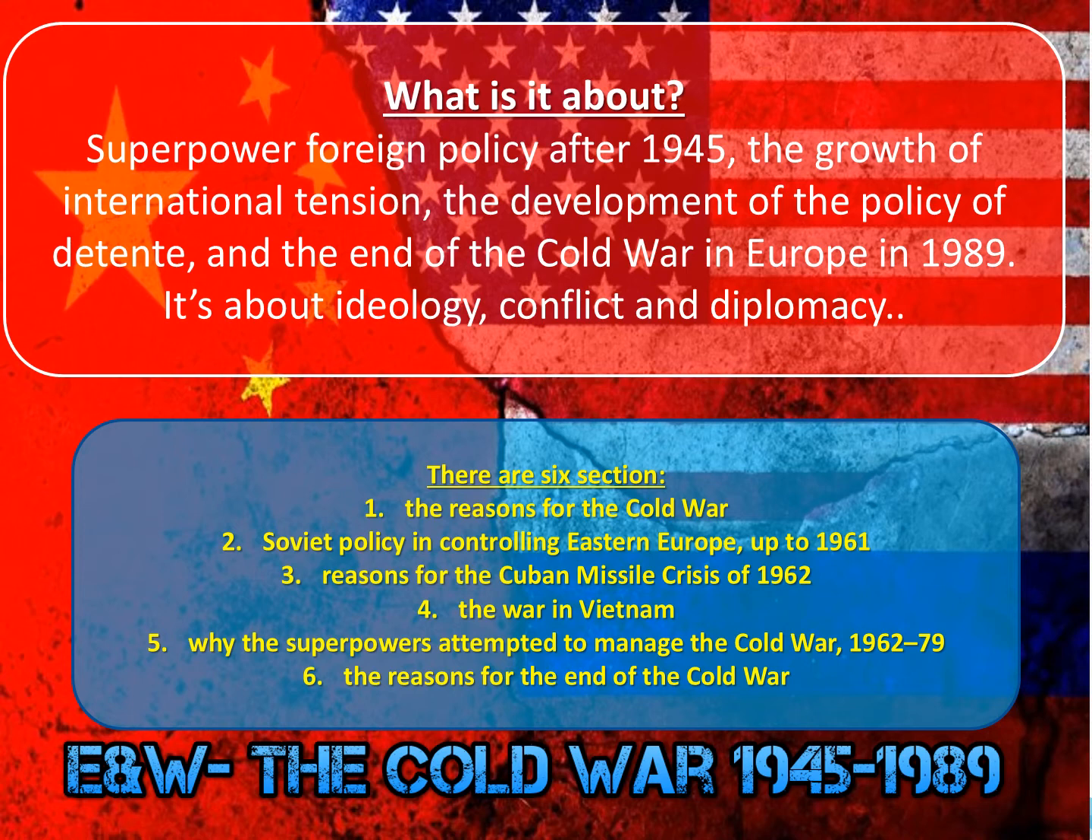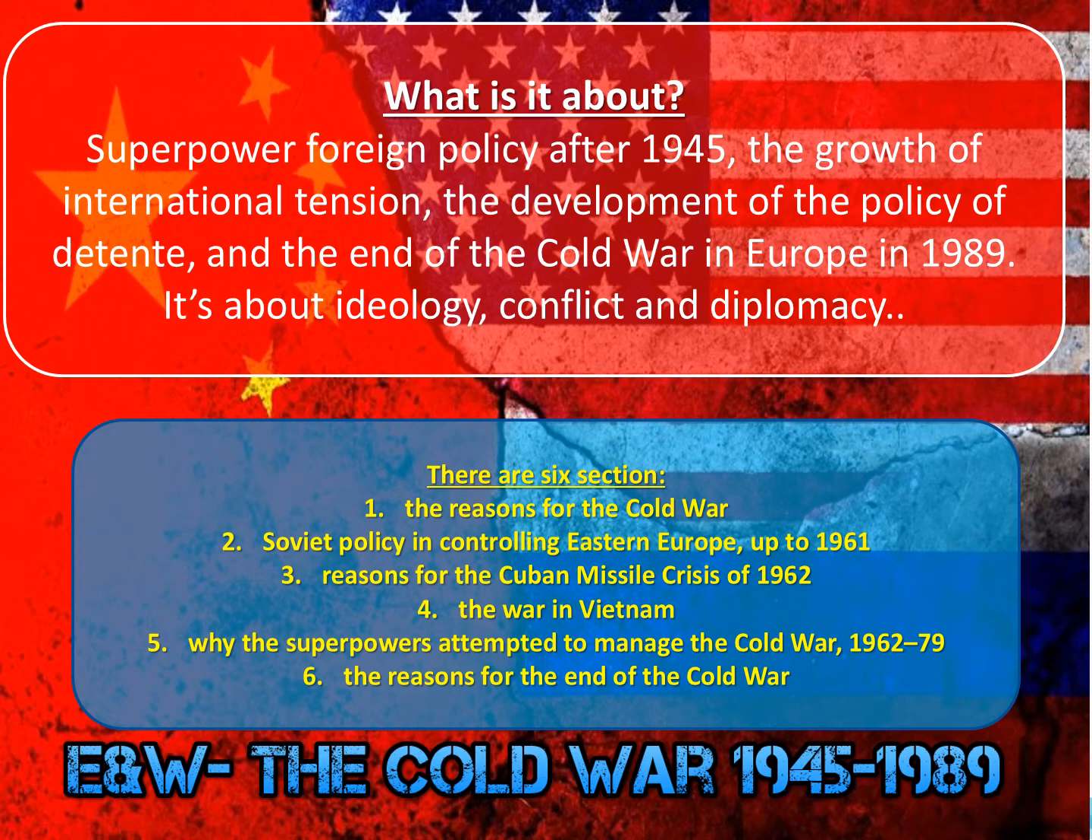Now, the 6 sections which we will look at. In our first section, we'll look at the reasons for the Cold War actually starting. So, after World War II, why does the Cold War begin? Section 2 looks at Soviet policy and control in Eastern Europe up to 1961. So how did the Soviet Union keep countries under their control in Eastern Europe and how effectively did they do this? Section 3 looks at the reasons for the Cuban Missile Crisis of 1962. So the Cuban Missile Crisis, where the Soviet Union placed missiles in Cuba, why did this happen? What were the reasons for it?